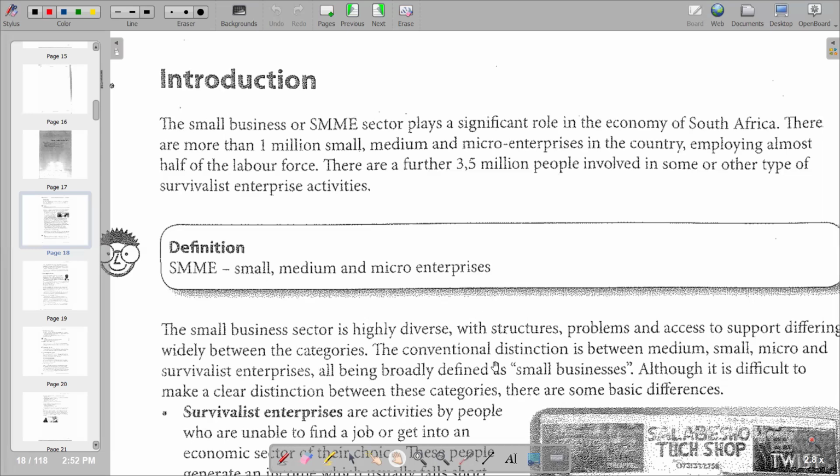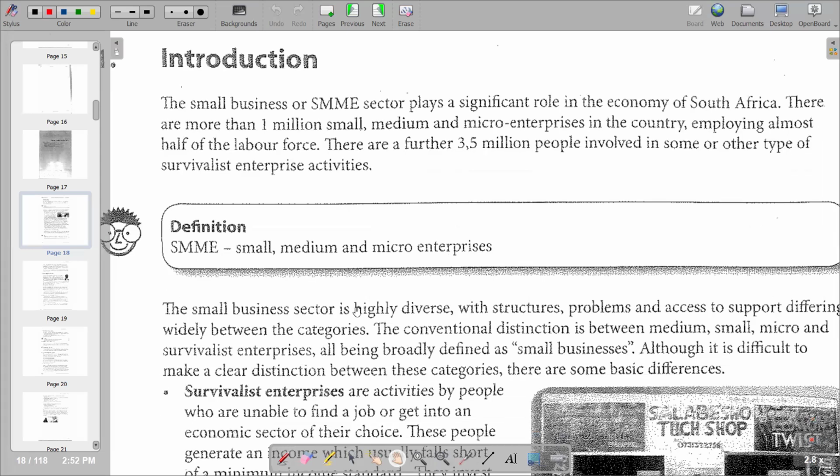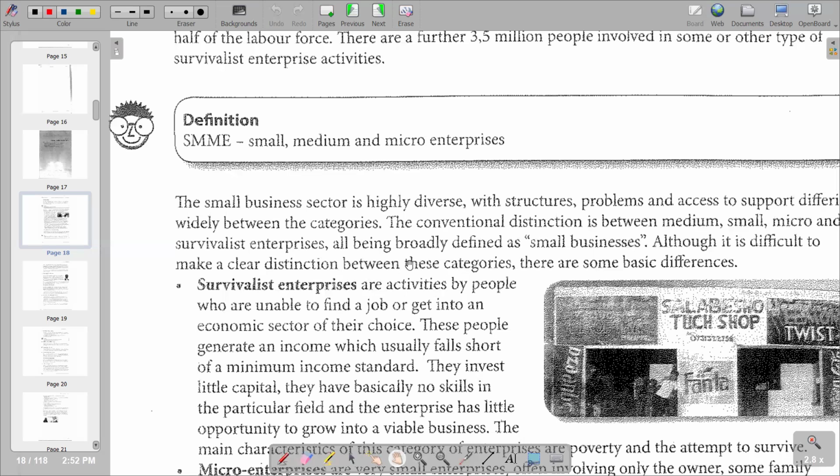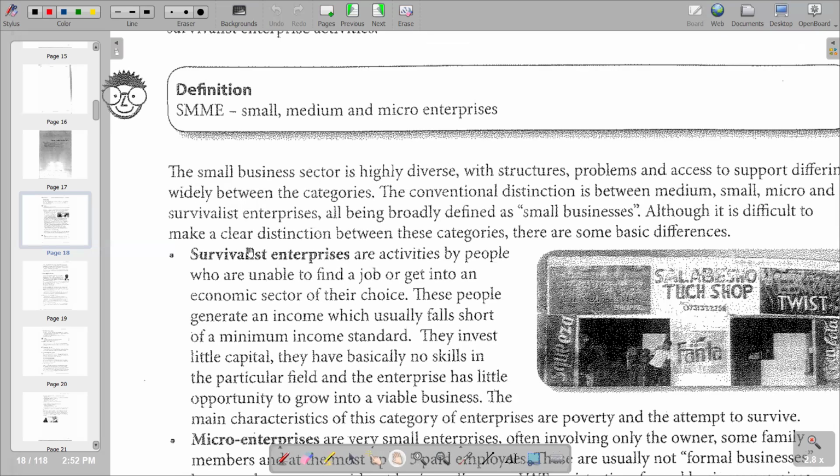So moving on, you are going to see that we have categories of small businesses, which reads here, although it is difficult to make a clear distinction between these categories, there are some basic differences. So we have got categories of small businesses that are mentioned there, whereby we have a survivalist enterprise as the first category.